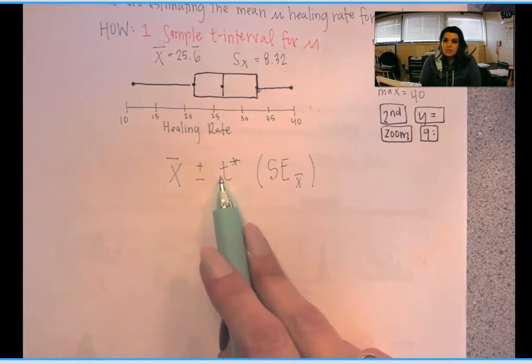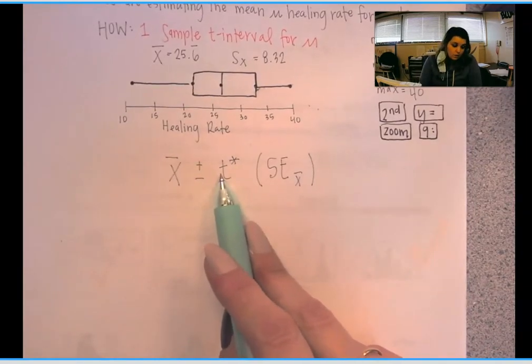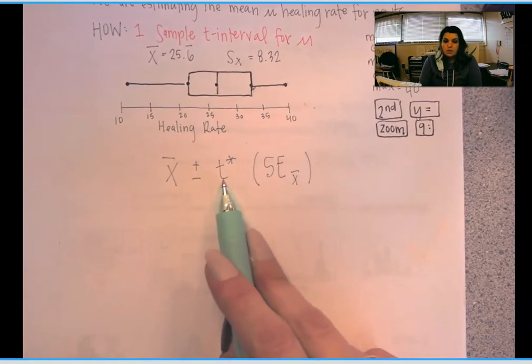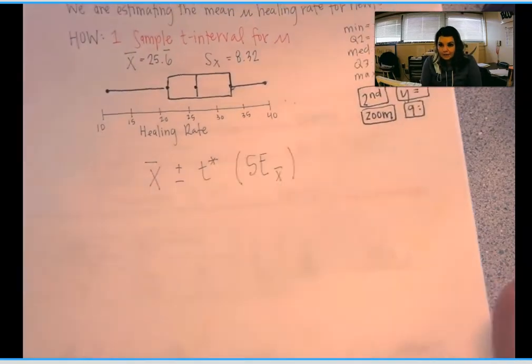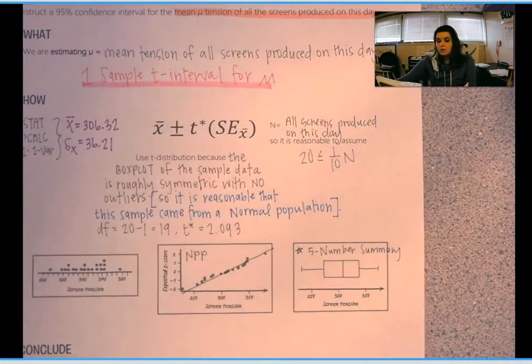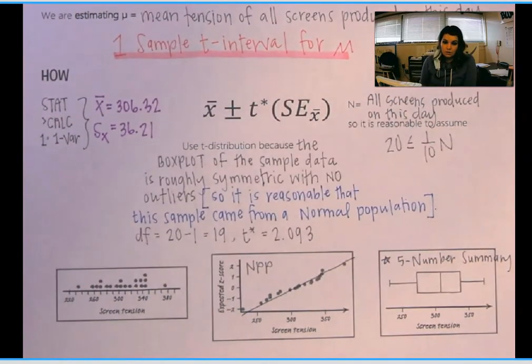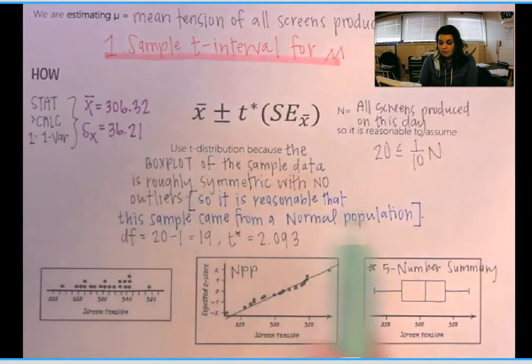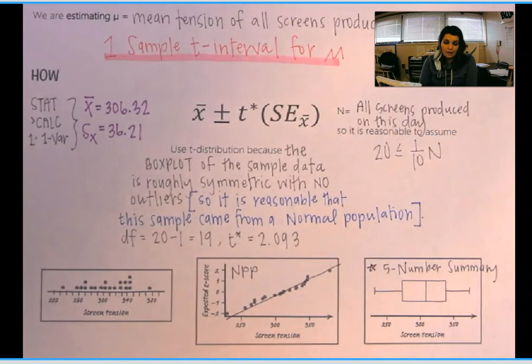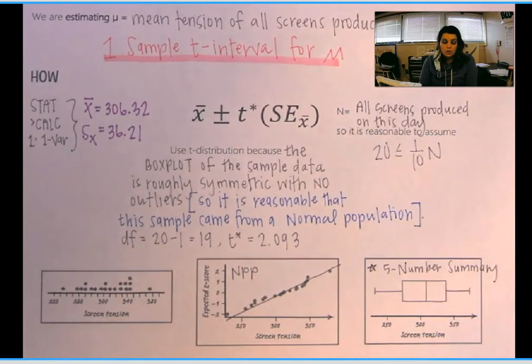Can I use a t-distribution? Well, what I write here is going to be exactly the same, 100% the same as what I wrote here. So pause the video and copy this statement down. Use the t-distribution because the box plot of the sample data is roughly symmetric with no outliers, so it is reasonable that this sample came from a normal population.